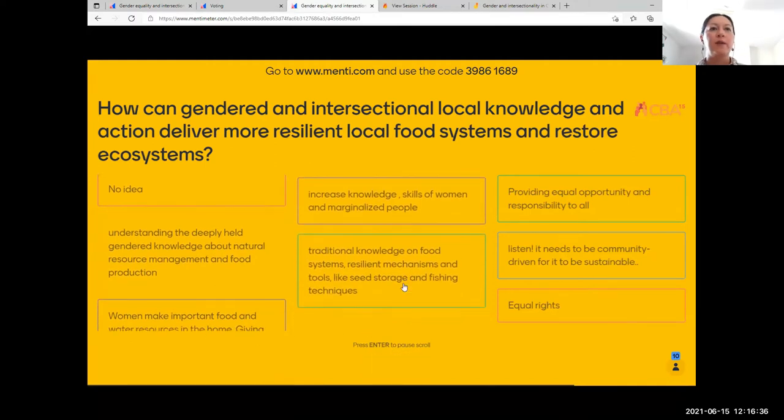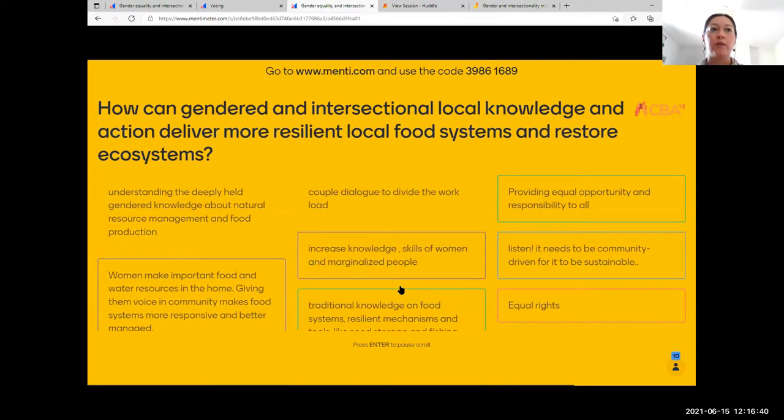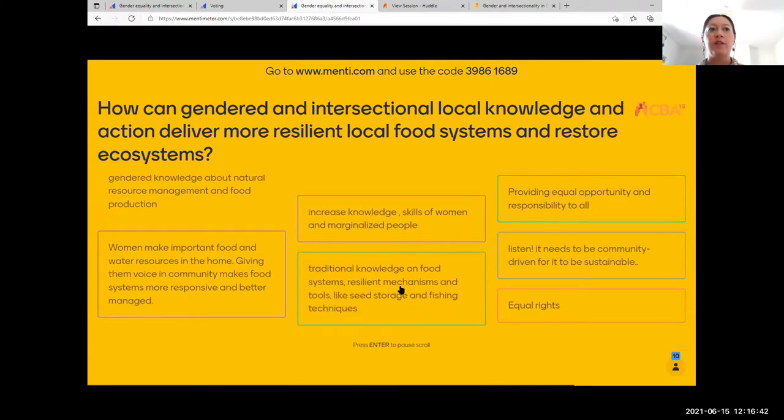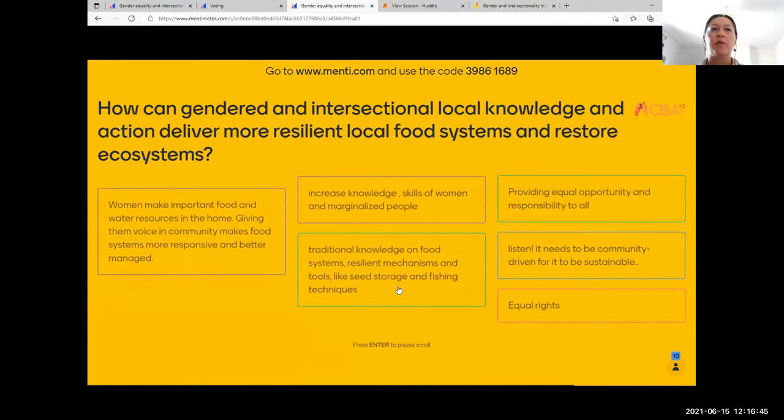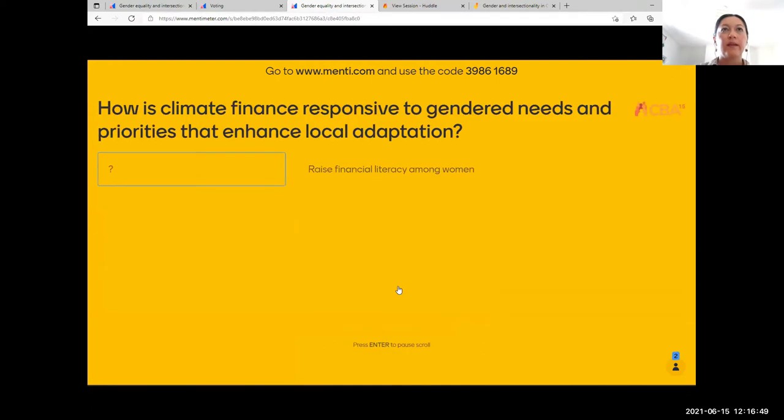Someone highlights the important role of women in food production and water resources in the home. Giving them voice in community makes food systems more responsive and better managed. And the final topic that we will address is, how is climate finance responsive to gender needs and priorities that enhance local adaptation?